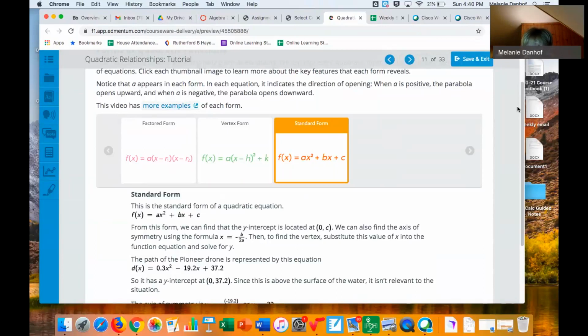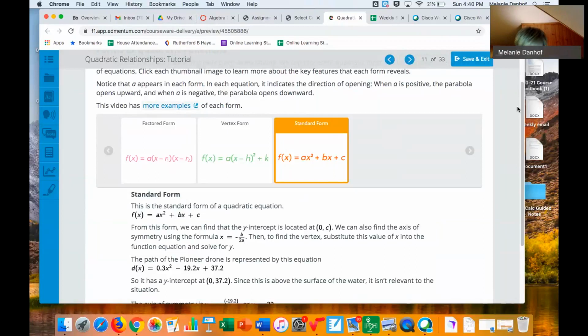So in terms of notes, I would put standard form is the y equals ax squared plus bx plus c. And then I would put y-intercept is 0, c. The axis of symmetry, which, by the way, I sometimes abbreviate as A.O.S., is x equals negative b divided by 2a.